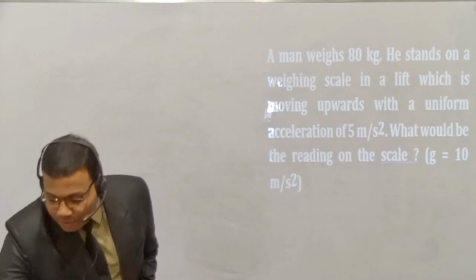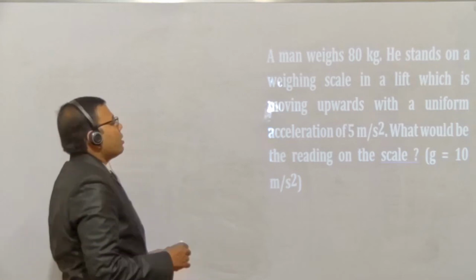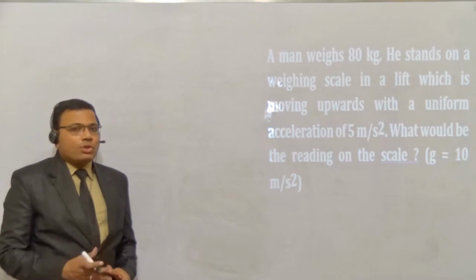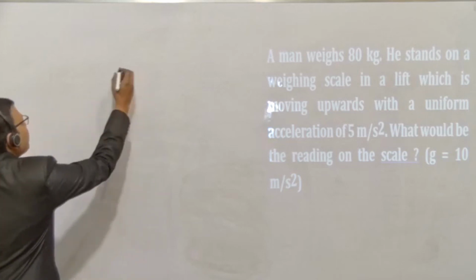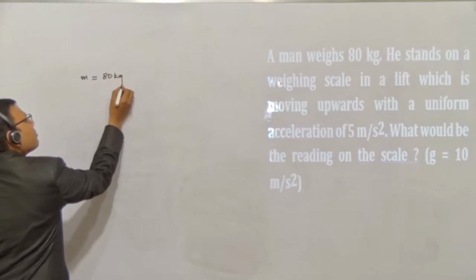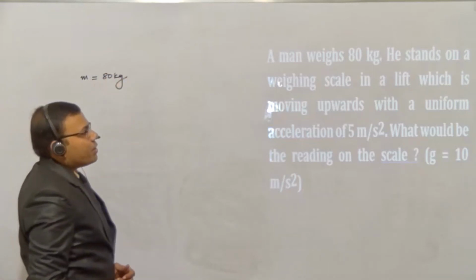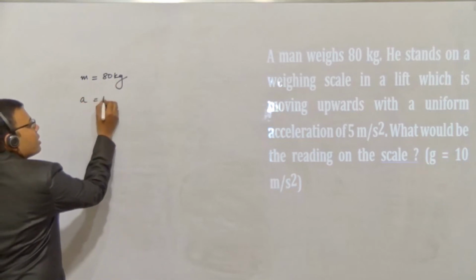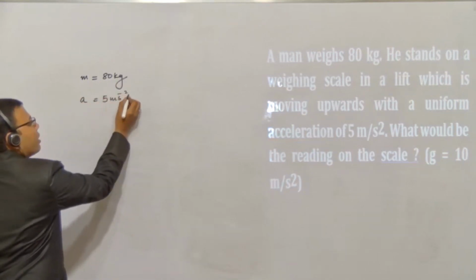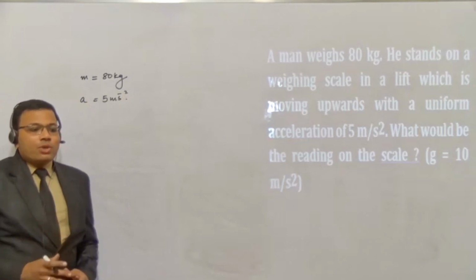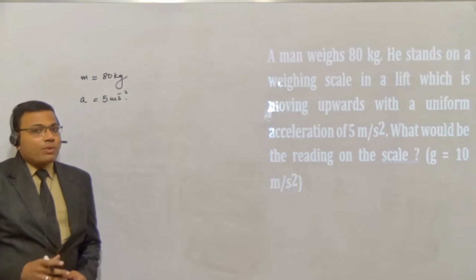Here, I'm solving this question, and the next question you have to solve. See, mass is equal to 80 kg, and the lift is moving upwards with an acceleration of 5 meter per square second. What would be the reading of the scale? Reading of the scale means we need to calculate the apparent weight.